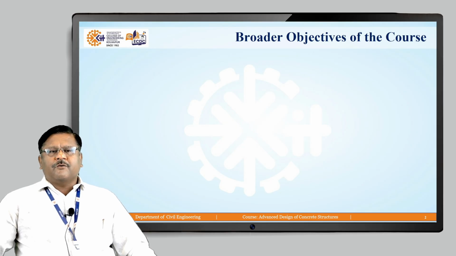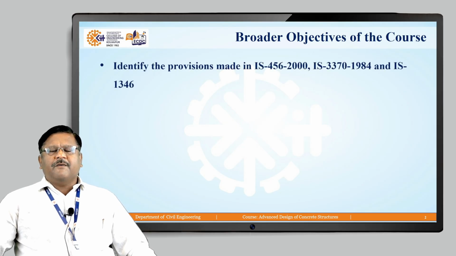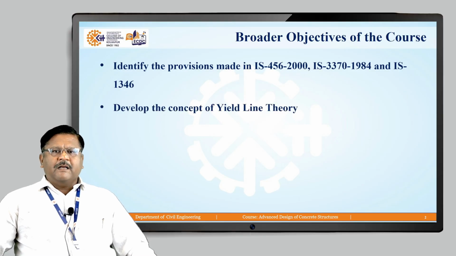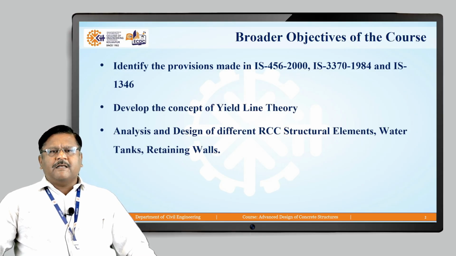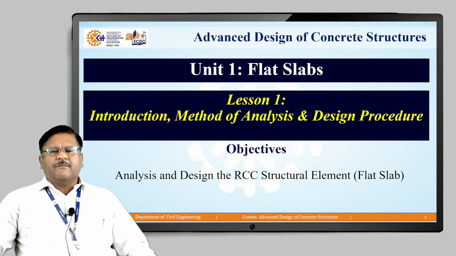First of all, we discuss the broad objectives of this course. The broader objectives of the course are: first, identify the provisions made in IS 456-2000, IS 3370-1984 and IS 1346. Second, develop the concept of yield line theory. Third, analysis and design of different RCC elements, water tanks and retaining walls. Today we will discuss the first unit, that is flat slab, and the lesson is introduction of the flat slab, method of analysis and design procedure. The objective related to that lesson is analysis and design of RCC element such as flat slab.